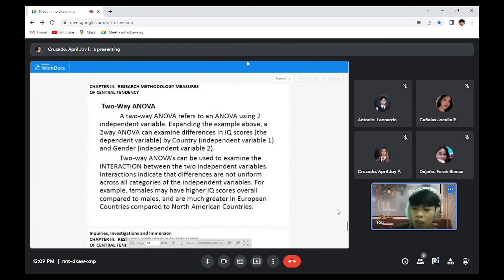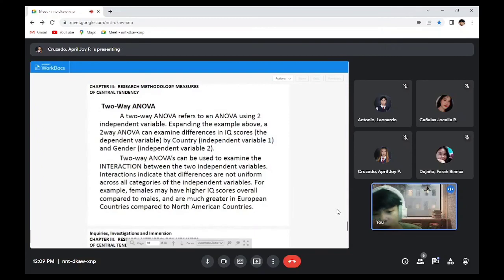Two-way ANOVA. A two-way ANOVA refers to an ANOVA using two independent variables. Expanding the example above, a two-way ANOVA can examine difference in IQ scores, the dependent variable, by country, independent variable 1, and gender, independent variable 2.